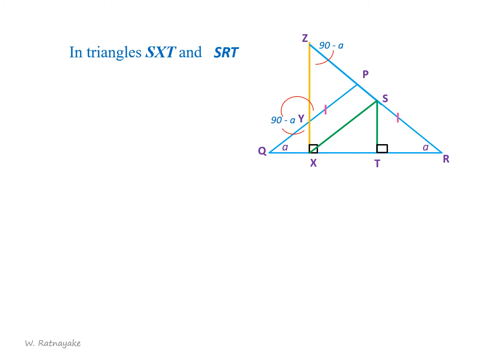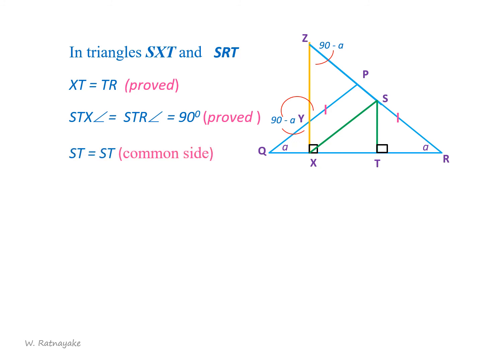Then about this 90-degree angle, angle STR is equal to angle STX, because those two lines are parallel. According to the corresponding angles theorem, we can identify that these two angles must be 90. Now we can consider these two triangles. In triangles SXT and SRT, XT equals TR, angle STX equals angle STR, those are 90, and ST is common.